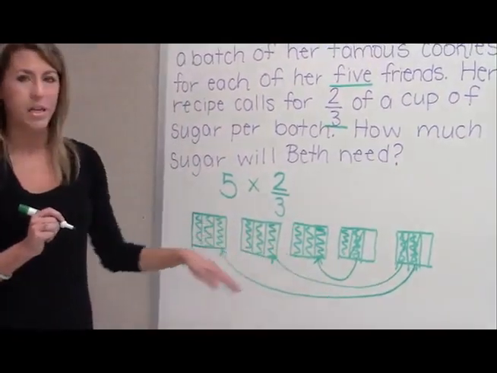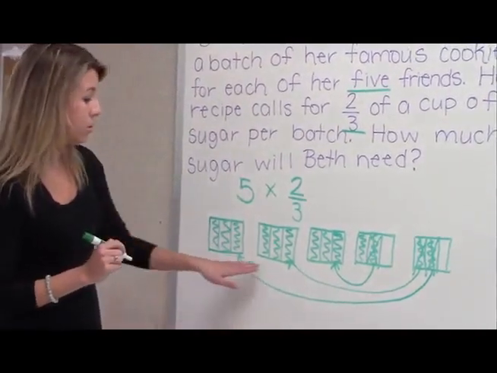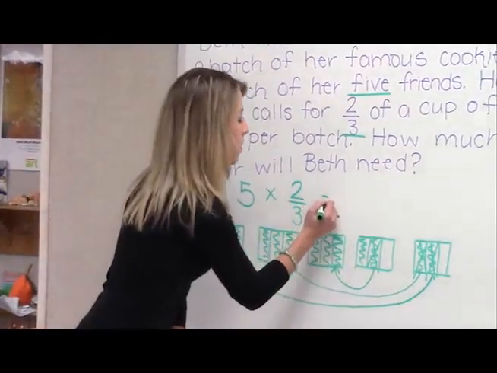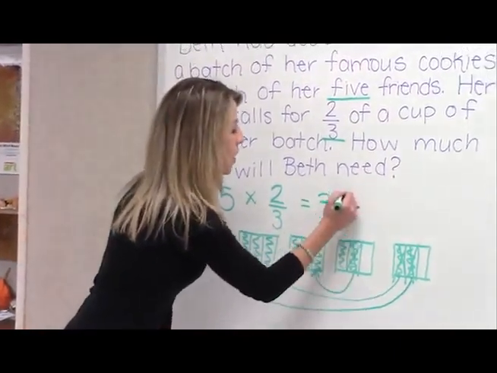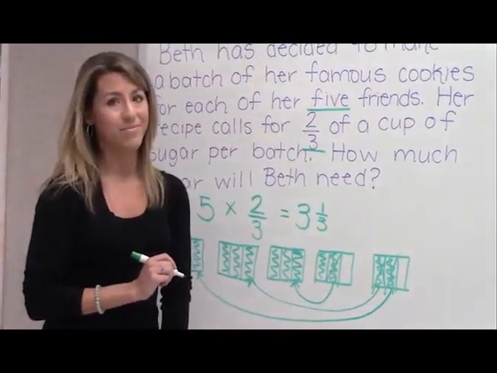Now that I've combined my thirds, I can easily see that Beth is going to need 1, 2, 3 whole cups and 1/3 of a cup. So Beth will need 3 and 1/3 cups of sugar for her recipe.